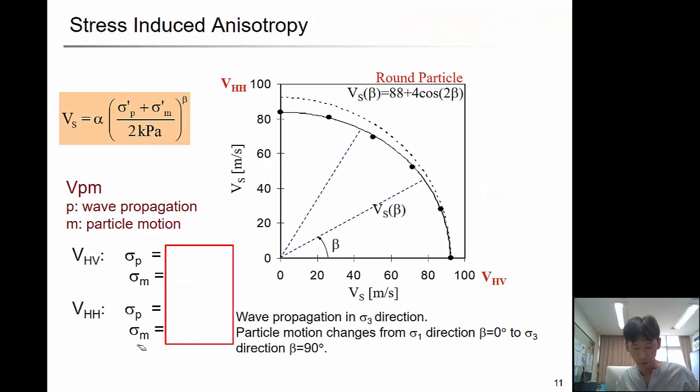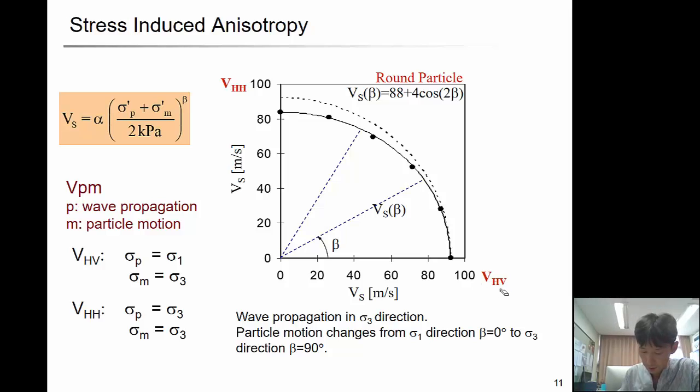So then, when you look at the result, sigma HV is around 90, a little less than 90 meters per second. So the velocity changes with its angle, or the plane of the particle motion, even though the wave propagation direction is the same, the sigma 3 direction. Particle motion changes from the sigma 1 direction to the sigma 3 direction.